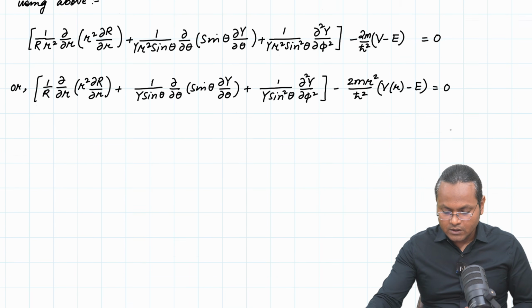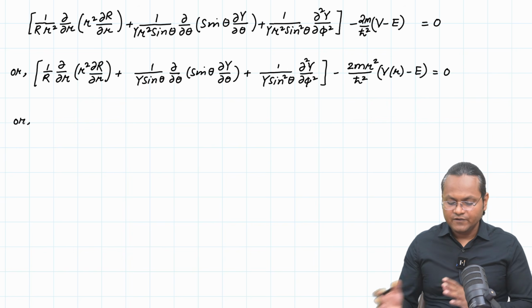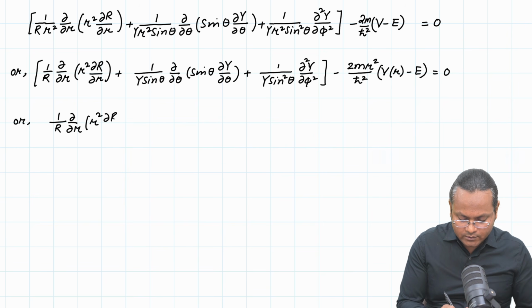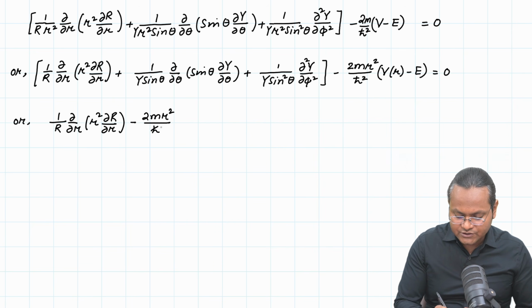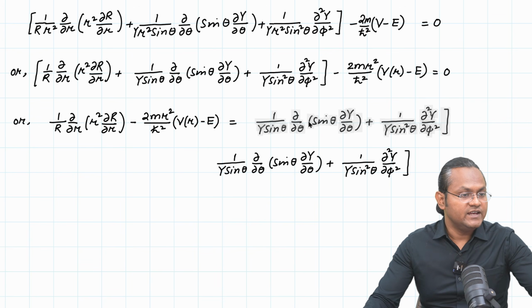Now this can further be simplified by separating the functions of r and the functions of theta and phi. So if I separate the functions of r, this becomes 1 upon R del upon del r of r square del R upon del r minus 2mr square upon h cross square V of r minus E. And on the right hand side, I'll just have to introduce a negative sign here.